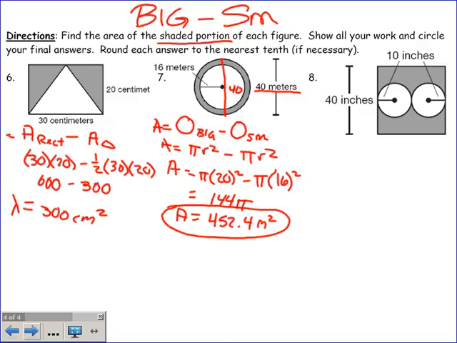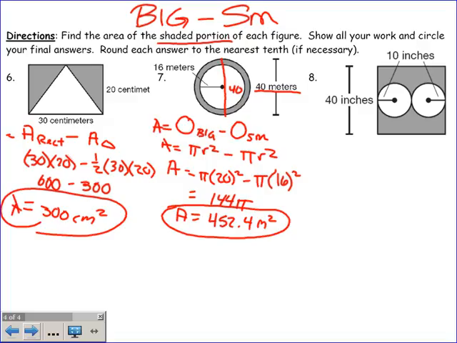I really hope that you guys can do this. It's the area of the big shape minus the area of the small shape. The big shape is a rectangle. The small shape, the white shape here, is going to be the triangle.